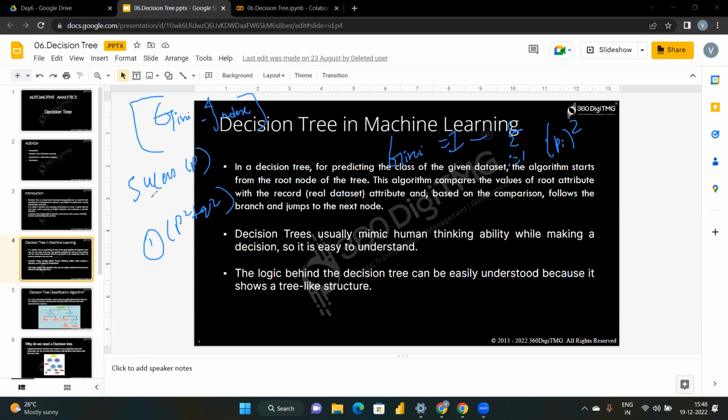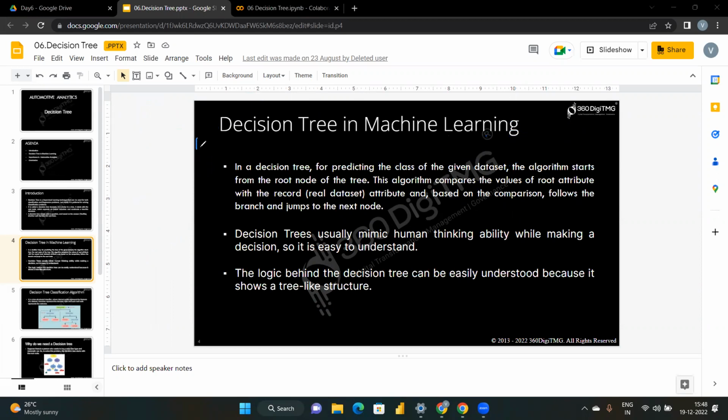So CART, the classification and regression trees, uses the Gini index method to create split points. So this was about the Gini index, guys.